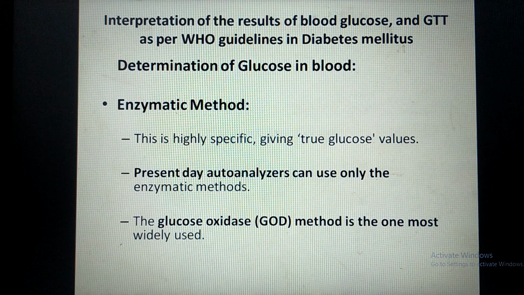The enzymatic method is highly specific and it gives true values of glucose. Nowadays you can use auto analyzer for more accuracy of this method. The name of this enzymatic method which is used nowadays is called as glucose oxidase method.